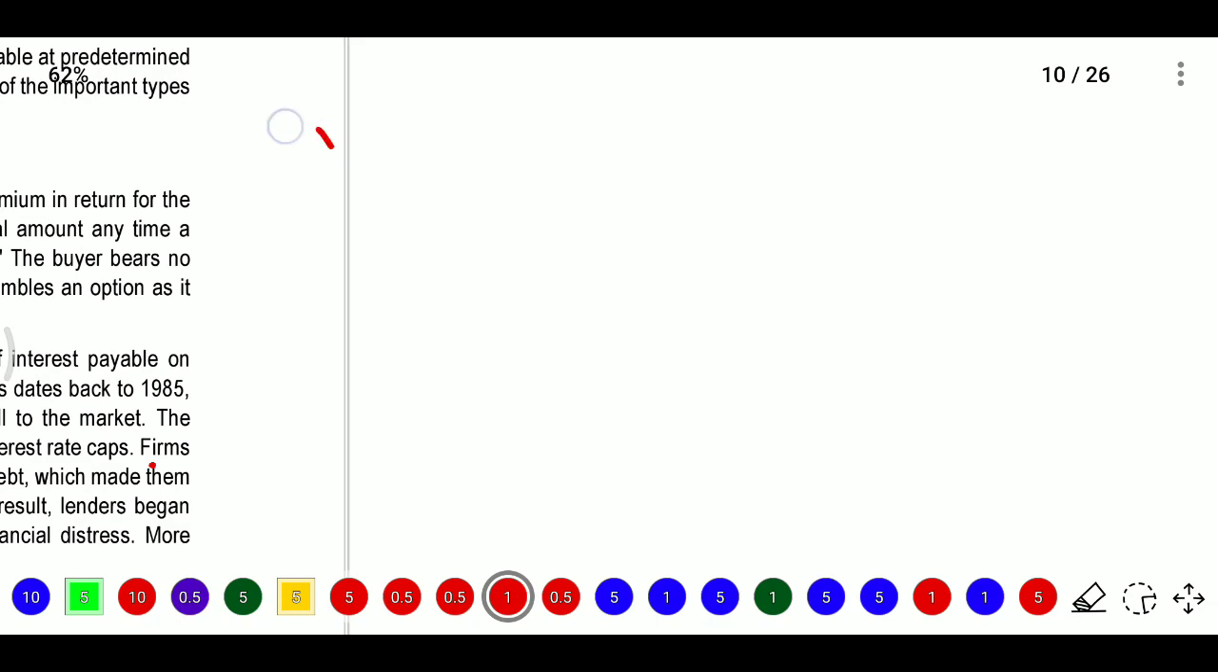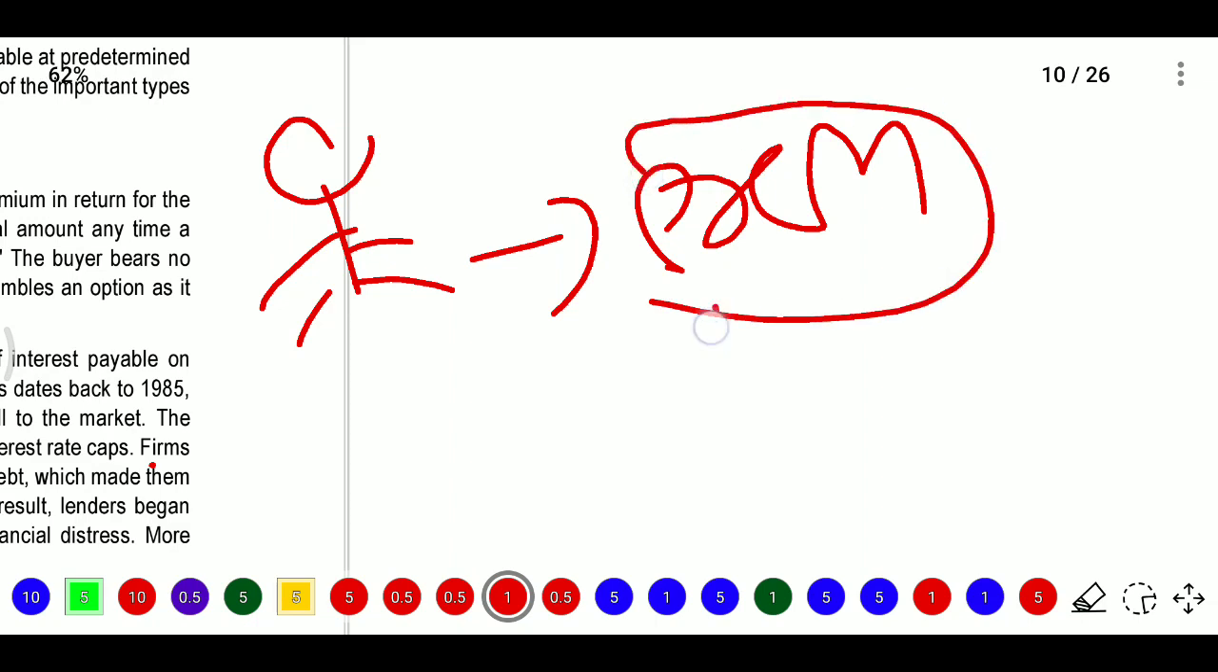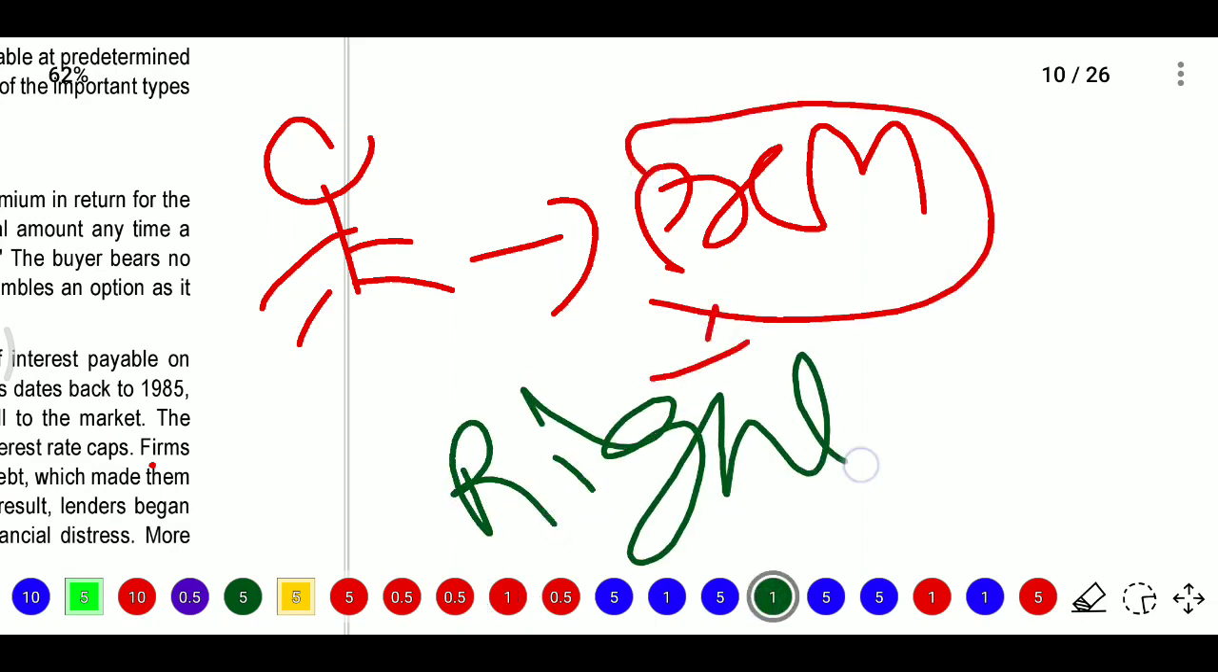In a call option, the buyer of an interest rate cap pays a premium to the seller in return for the right to receive the difference in the interest cost of some notional principal amount, anytime the specified index or market interest rate rises. The right is not an obligation.